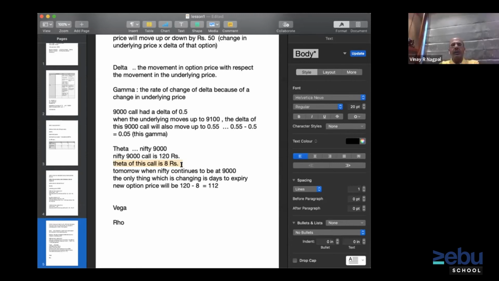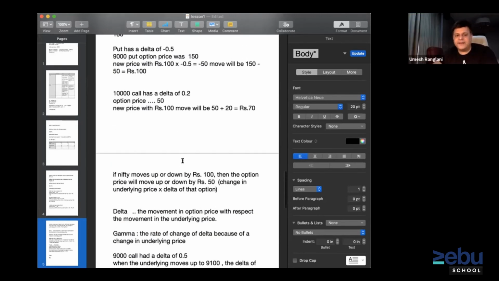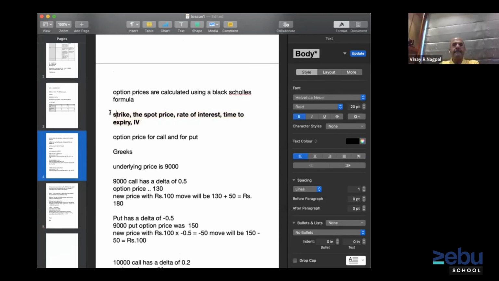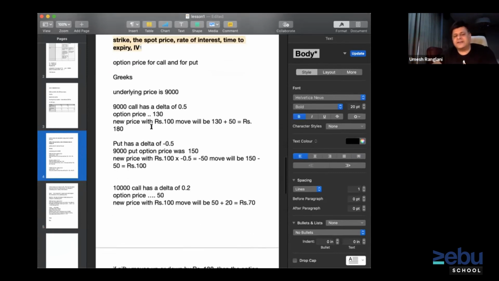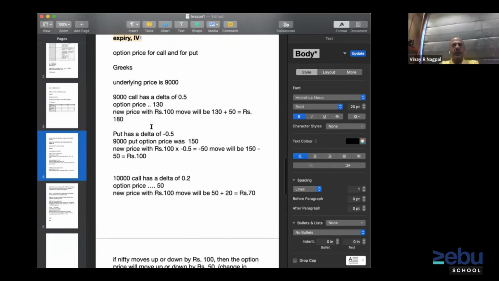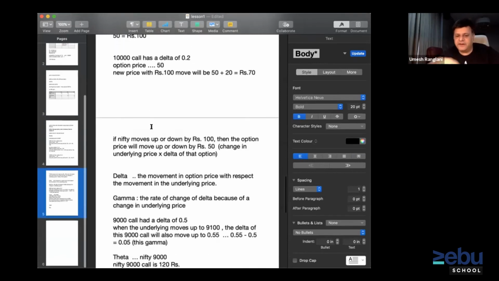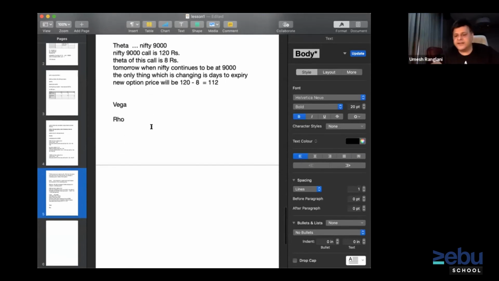So let's say you mentioned 8 rupees. How is this number arrived at, that theta? So when we put all of these figures in a Black-Scholes calculator, it will give you the option position's theta, gamma. It will give you all the Greeks. We will go to our option calculator now, after we've understood the theoretical concept.